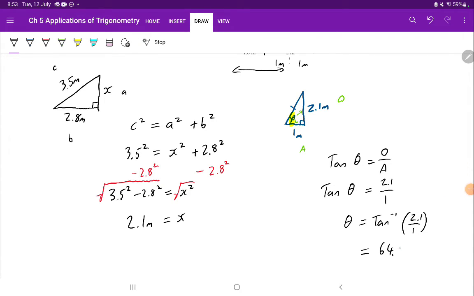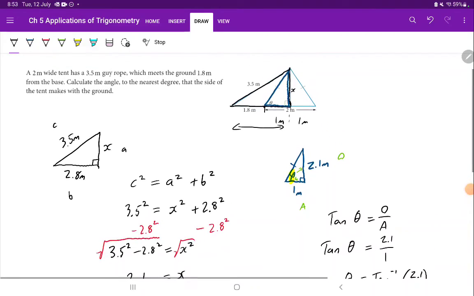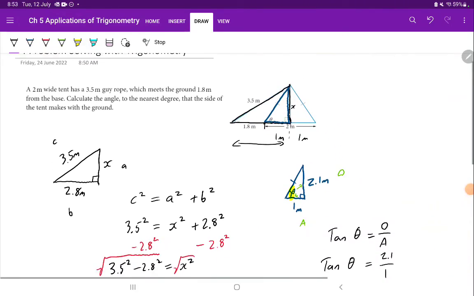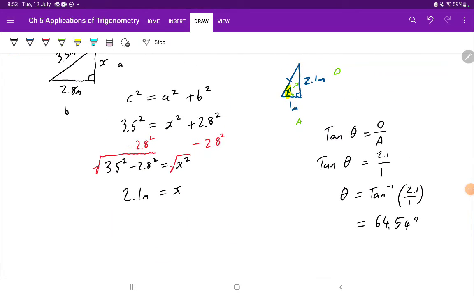64.536, which I'm going to round to 64.5 degrees, since it is an angle. But it does ask me to calculate to the nearest degree, so I should round that up to 65 degrees. And there is my final answer.